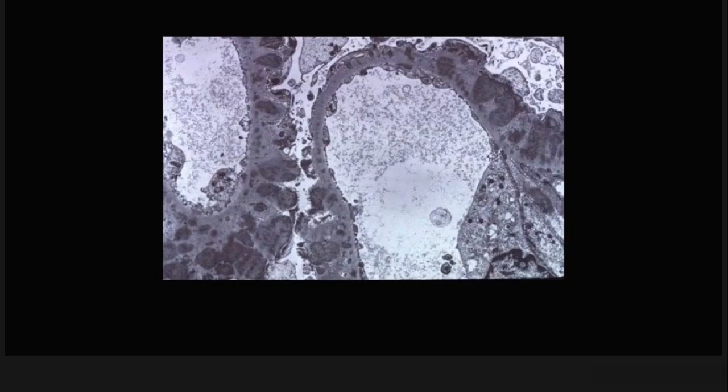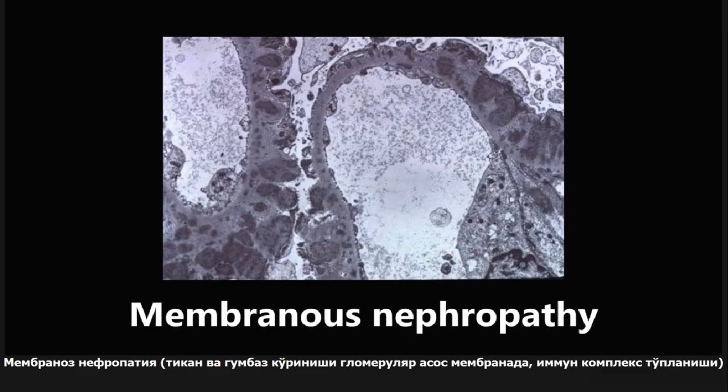This next image is an example of membranous nephropathy, and the classic description here is the spike and dome appearance. As you can see, good example of it right here. The spike and dome appearance is referring to the glomerular basement membrane, and the reason that it has this appearance is because immune complexes are being deposited into the basement membrane, which is thickened in this condition, membranous nephropathy.